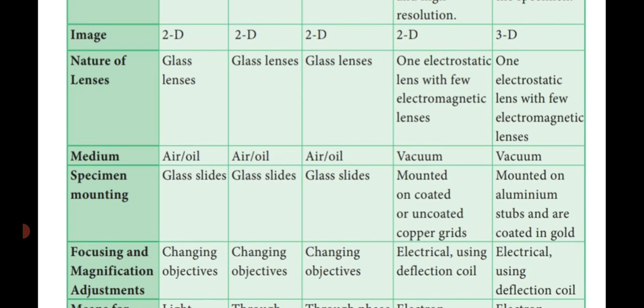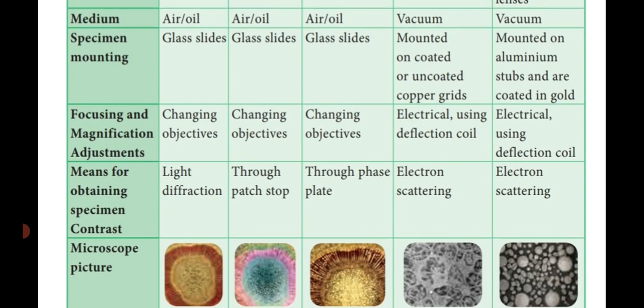Specimen mounting. First one, glass slide, we are mounting the specimen. The last two are mounted on coated, that means we have to coat something over the specimen, or uncoated copper grids. The last one is mounted on aluminium stubs and coated in gold. Focusing and magnification adjustment: first one by changing the objectives. The last two are electrical, we are using deflection coils. The last one is also electrical, using deflection coils.